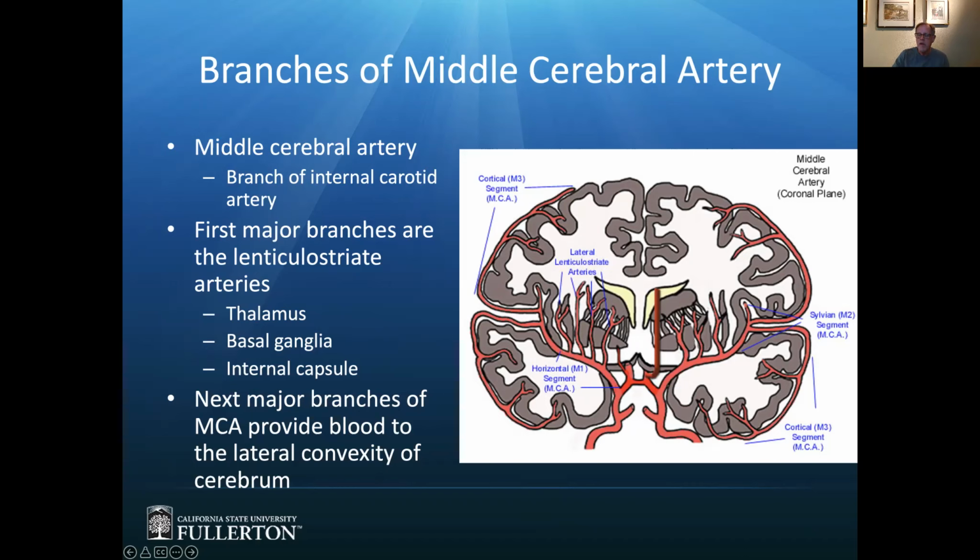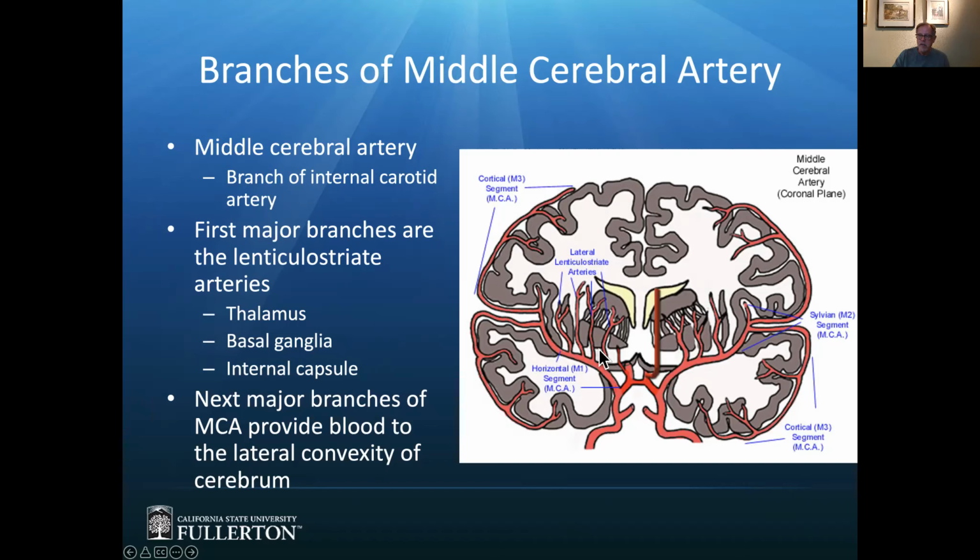Also, the descending motor pathways, so the corticospinal pathways and the corticobulbar that carry the messages down from the motor strip, they go through the internal capsule. So it's an extremely important area, and it is supplied by these arteries known as the lenticulostriate arteries, which are branches off the base of the middle cerebral artery.